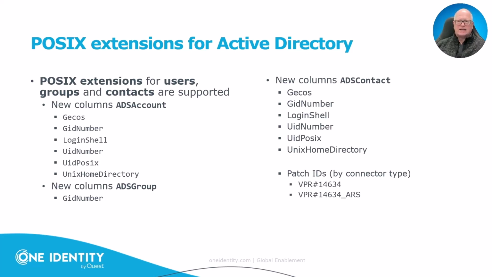Therefore, on the ADS account, as you can easily see, there are a number of new columns. The same exists on ADS Group, as you can see, and on the contact. If you want to support these POSIX extensions in your Active Directory, it is necessary to insert two patches. One to make it happen with the Identity Manager, and one in addition if you want to use the whole thing together with Active Roles.